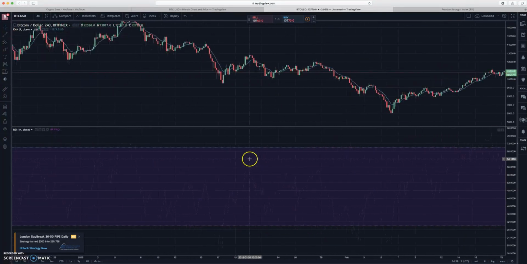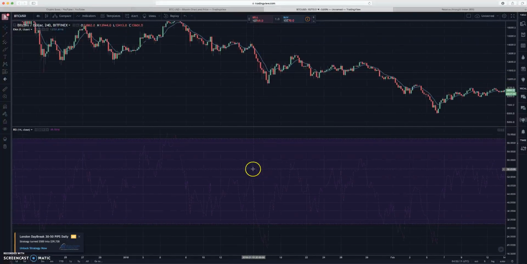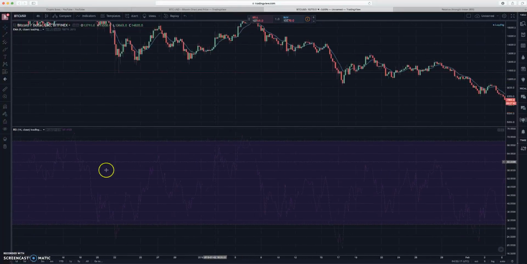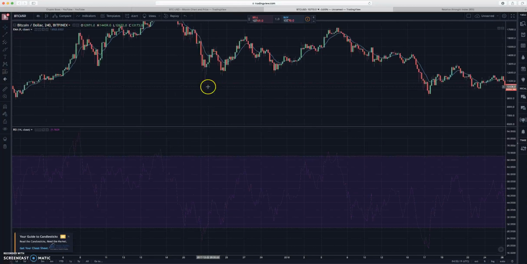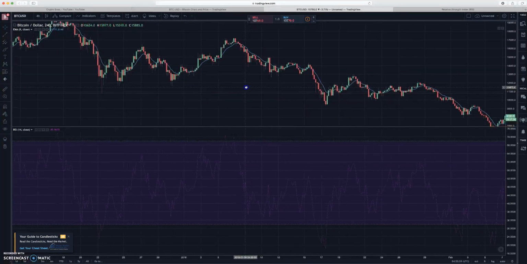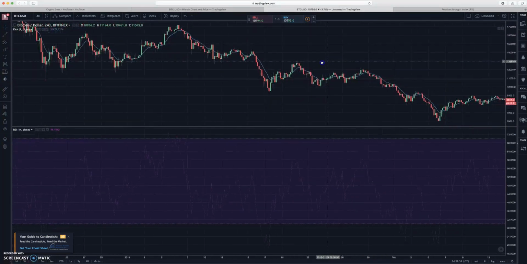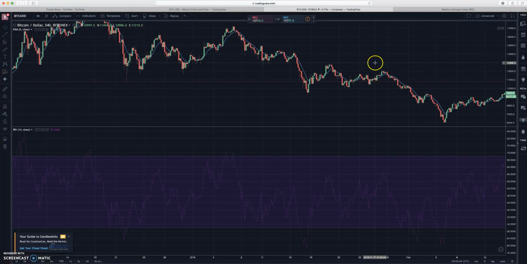And we can see countless times this happens. Like back here, this happened as well. You would have been able to buy around, we'll just use where the candle closed at 12,700, and then it came all the way back up to about 16,800. Now, this is a feasible way. I think a lot of people do trade like this.